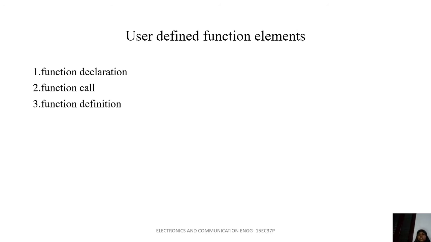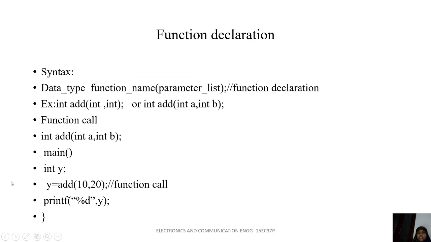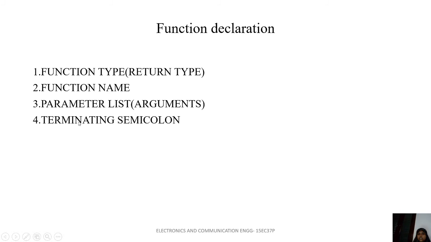These elements are clearly understood if we write one example. We'll see what a function declaration consists of. A function declaration consists of function type, function name, parameter list, and terminating semicolon. Here is an example with this syntax. In the example, I have written int add(int, int). Here int refers to the data type, add refers to the function name, and int, int is nothing but the parameter list. As I have told you, in a function declaration there are four parts.